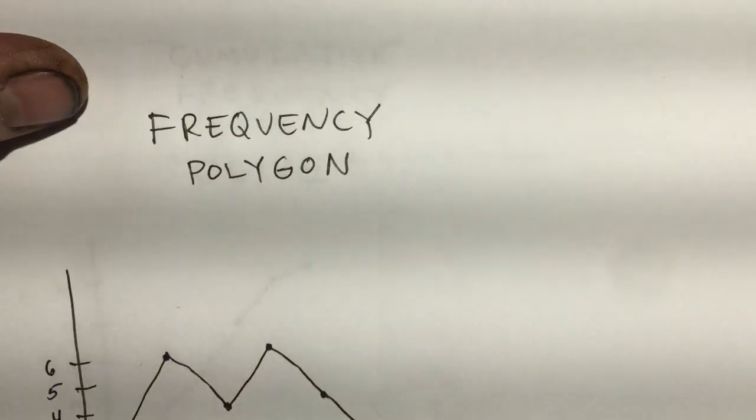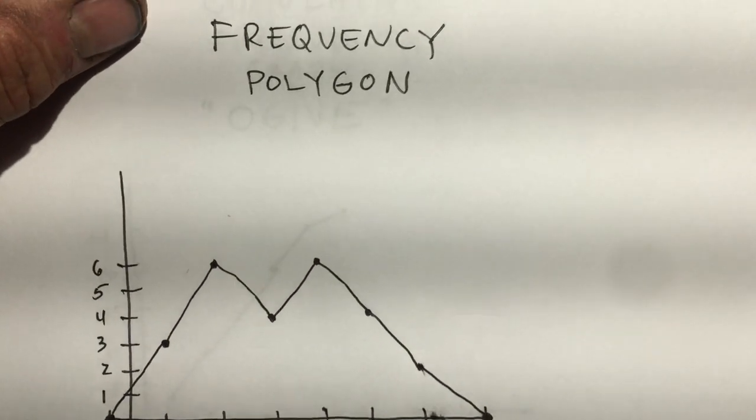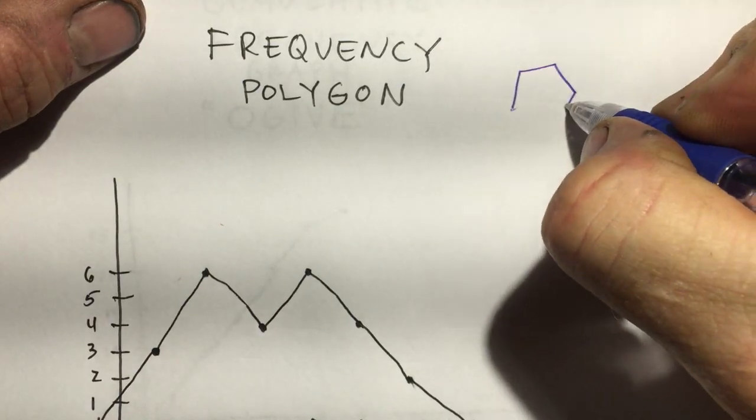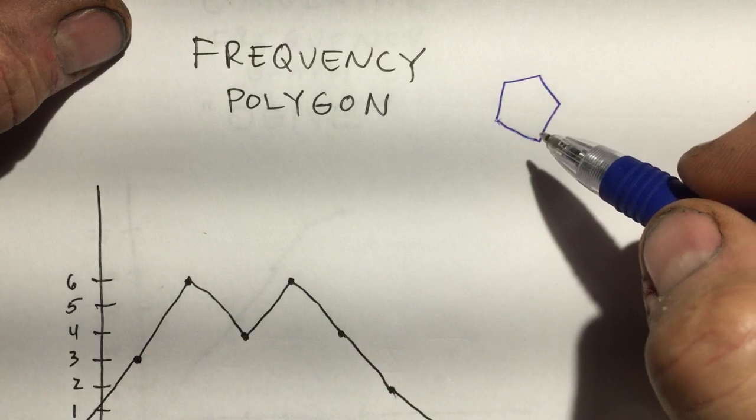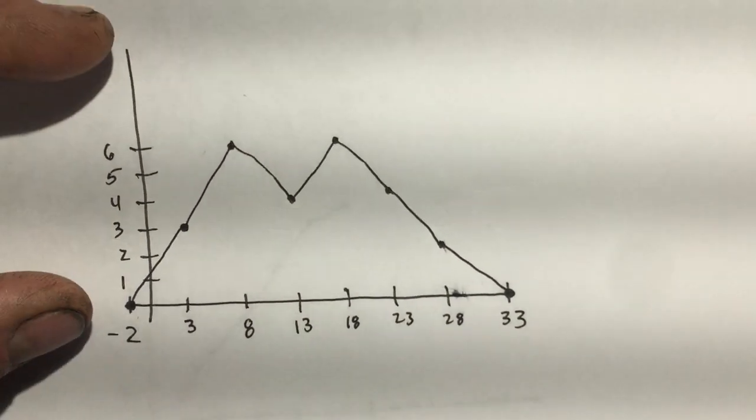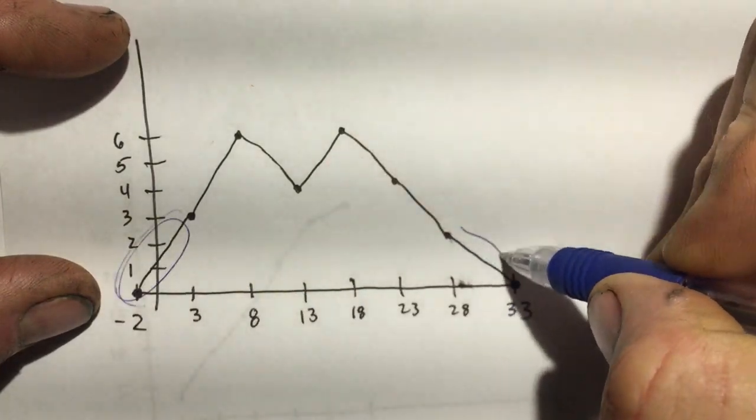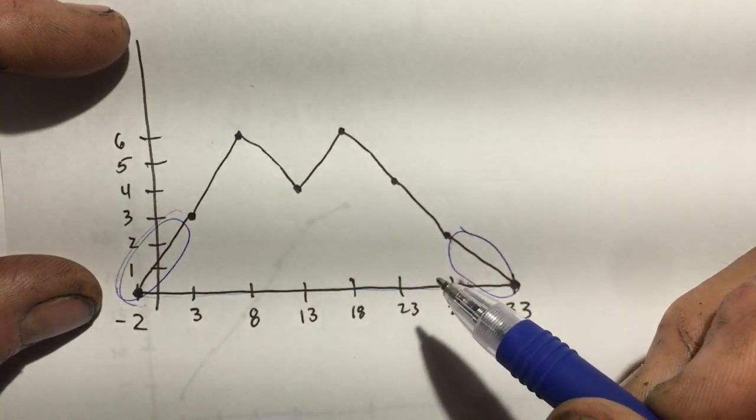Okay, that's real simple. We also have what's called a frequency polygon. Now, if you think in geometry, a polygon is a closed-in shape like this right here. It's closed in. Well, the frequency polygon looks like this right here, and this right here is added, and this over here is added to touch the base of this to make a polygon.